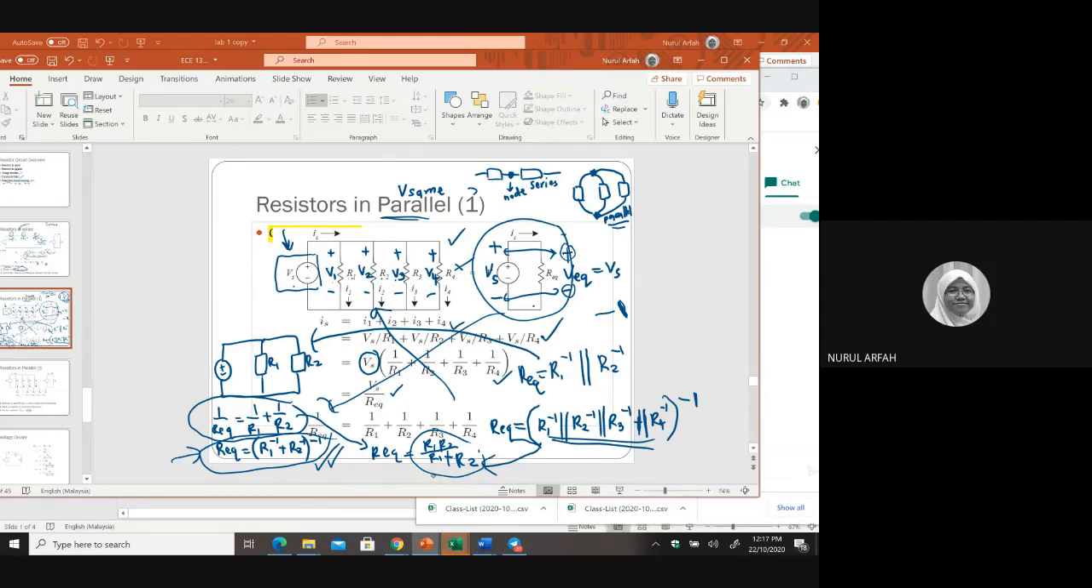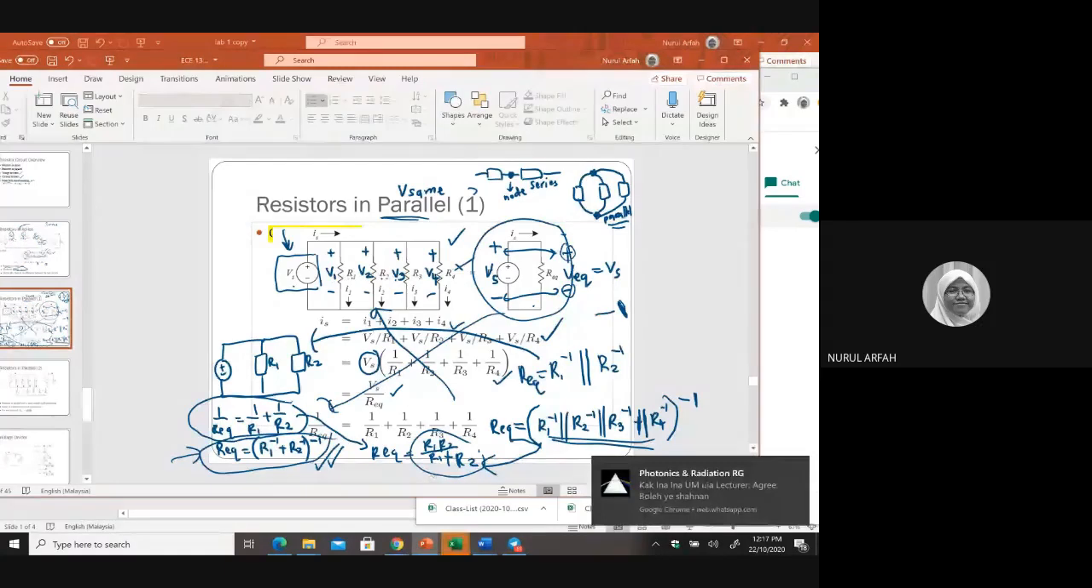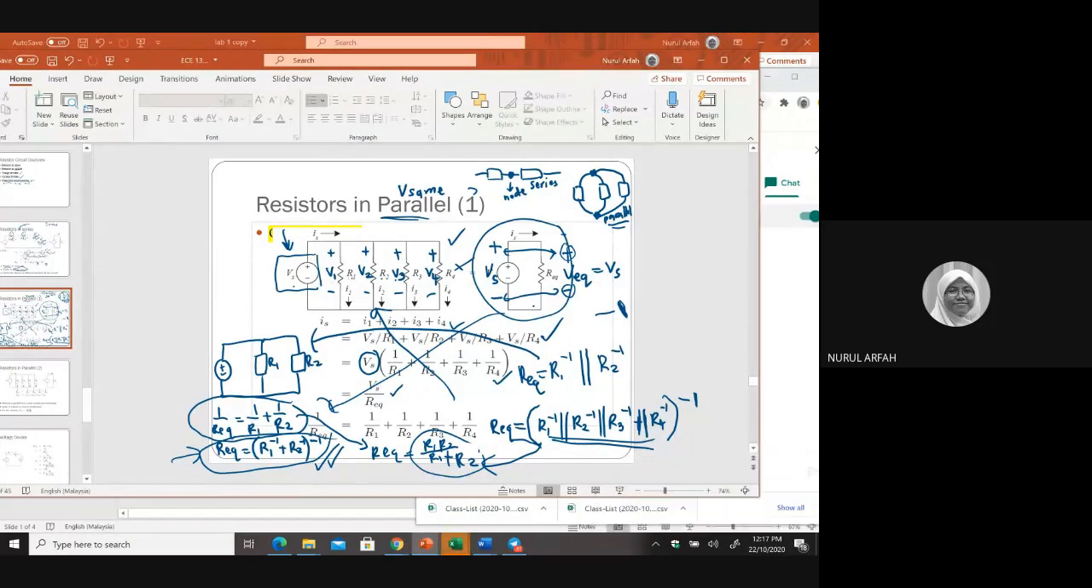R1 into R2 into R3 into R4. It's a huge number, right? And then divide by R1 plus R2 plus R3. Tu pun kalau betul. Kalau tak, kalau salah, habis. Okay, so please use this one in your calculator, the inverse sign. If you do not know how to use it, then please consult me in private.